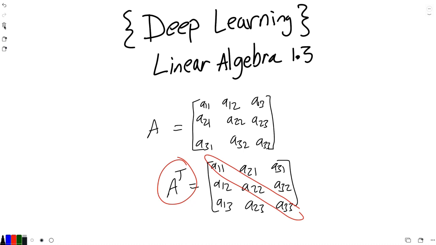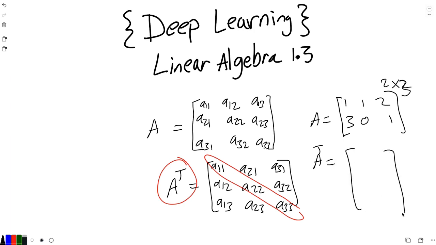Before we leave this one, let us take a numerical example. Let's say we have the matrix A with rows 1 1 2 and 3 0 1. You can see that this matrix A has 2 rows and 3 columns, it is 2 by 3. So the transpose of this matrix becomes directly 3 by 2, like this way. So it becomes 1 1 2 and 3 0 1.